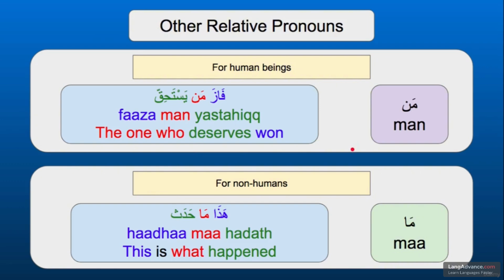And we have a similar word but for non-humans, which is ما, and this is also a question word. So we can see an example for it, like هذا ما حدث. هذا ما حدث, which means this is what happened. So هذا means this, and ما means what, and حدث means happened in past form third person. So هذا ما حدث, this is what happened.